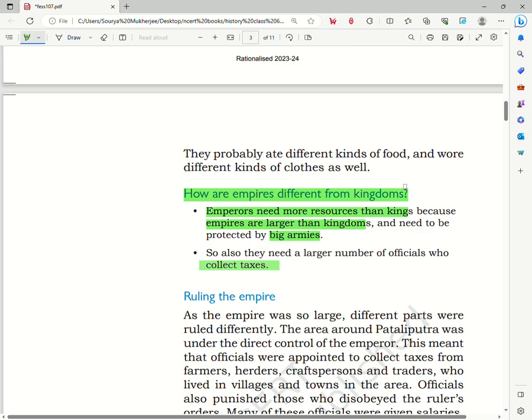But in the case of an empire, that is naturally a lot bigger in size, so a lot more resources would be required to run an empire as compared to a kingdom. So more taxation would be needed for a better and a stronger administration of the empire, and larger resources would be needed to maintain a larger army to protect the vast areas of the empire. And so they also needed a lot more officials who can go to the different parts and collect taxes.